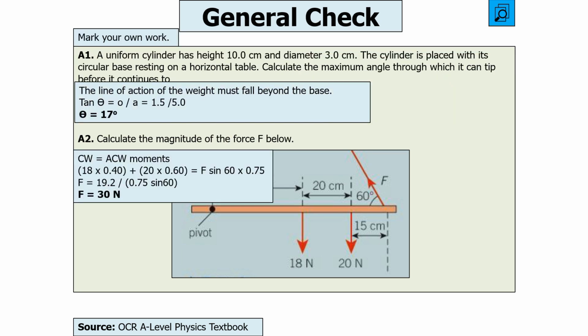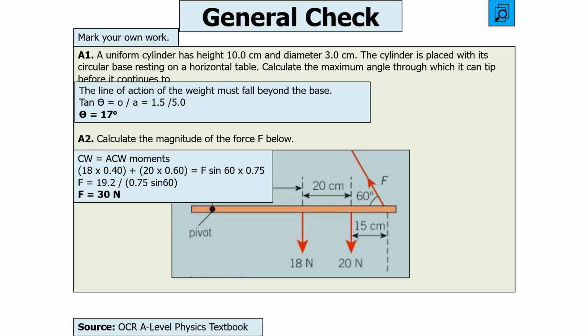Right, in this first one, you've got to understand that the line of action which is produced by the weight must fall below the base. So when you actually draw it out, you can see that you're going to get your right angle triangle, and you can have your opposite and your adjacent. Okay, your opposite being the diameter and the adjacent being half of the height. So you can say it's 1.5 over 5, so therefore theta equals 17.